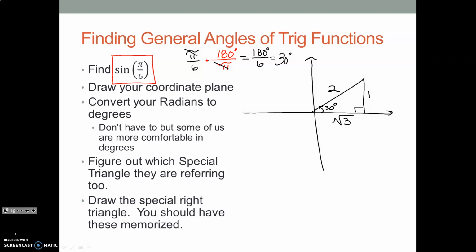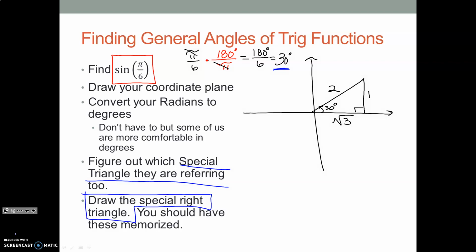So the first part is we converted it into degrees. Then we drew our angle of rotation. We figured out, hey, special triangle, I saw 30 degrees, so this is a 30, 60, 90 triangle. And now I drew my special right triangle up there, and I filled it in.